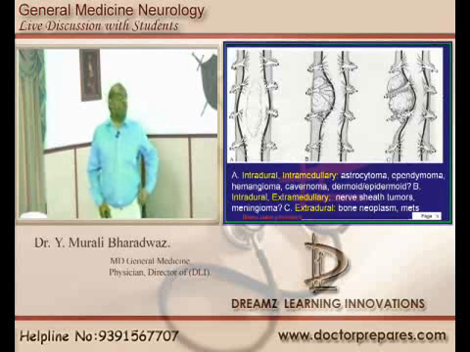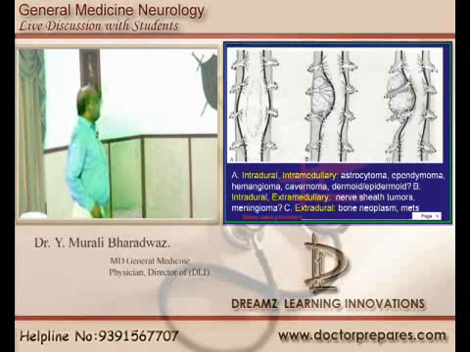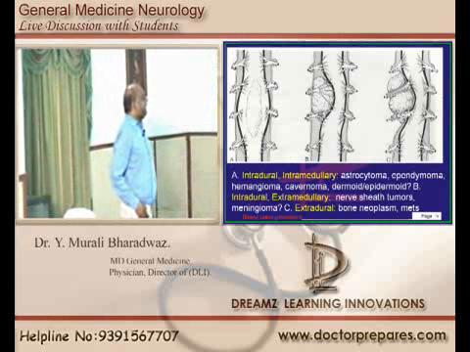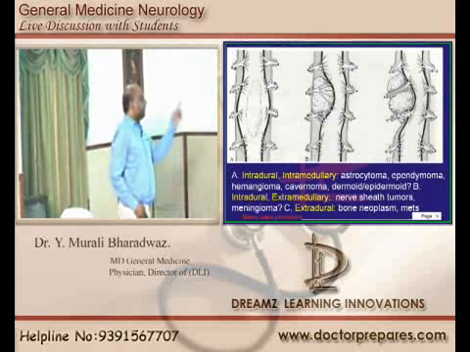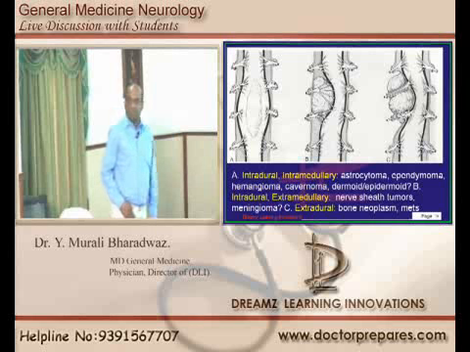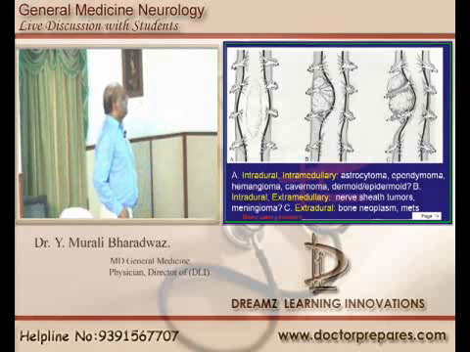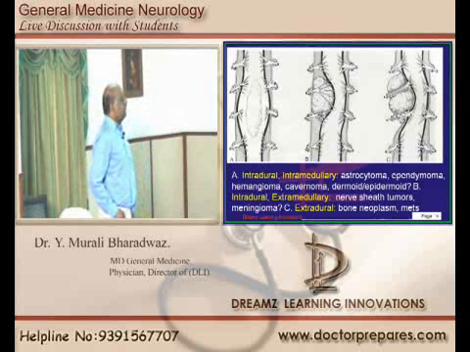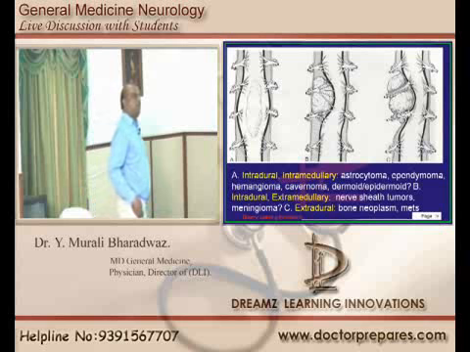So let us summarize, doctor. Within the spinal cord you have the intradural, intramedullary tumors: astrocytoma, ependymoma, hemangioma. Then you have intradural, extramedullary, where meningioma and nerve sheath tumor can be there, and finally you have extradural, which is typically a metastatic lesion.